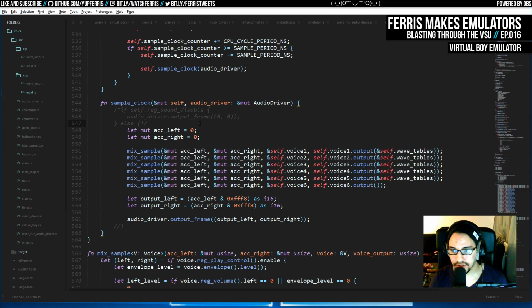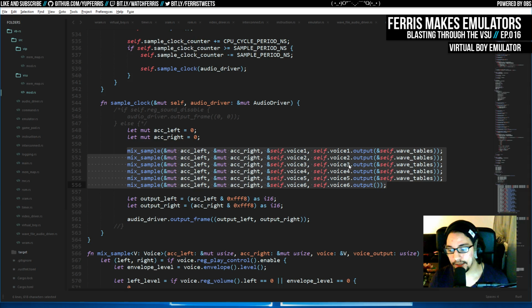So in particular, all I do is I make these accumulators for the left and the right sound output for the sample. I call this mix sample function, which takes in those accumulators or references to them, takes in a voice and the voice's output. And I'm a little bit unsure about this pattern, but it ends up working out pretty nicely. And it just literally accumulates those samples.